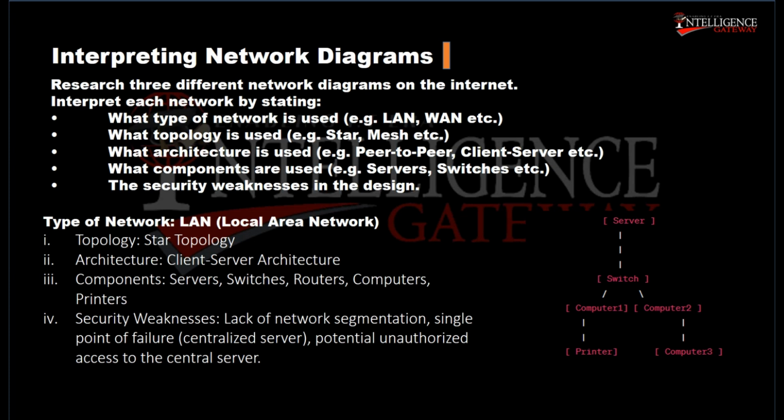Type of network: LAN, local area network. Topology: star topology. Architecture: client server architecture. Components: servers, switches, routers, computers, printers. Security weaknesses: lack of network segmentation, single point of failure, centralized server, potential unauthorized access to the central server.